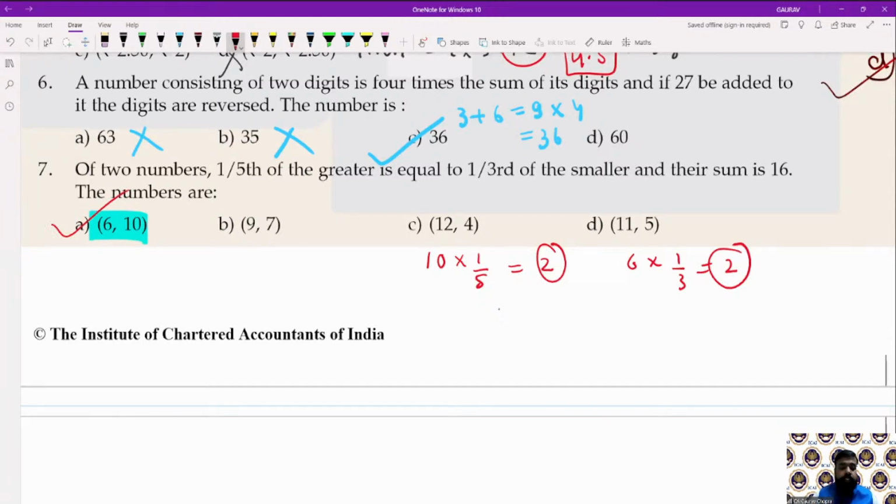Second condition, the sum is 16, so 6 + 10 is 16. So both the conditions are satisfied, therefore option number 1 is correct.